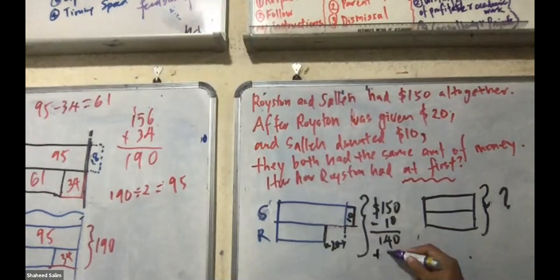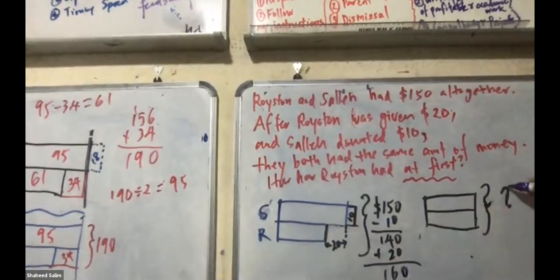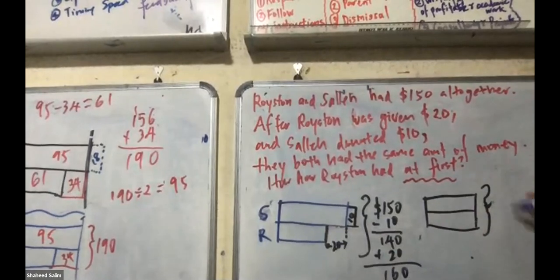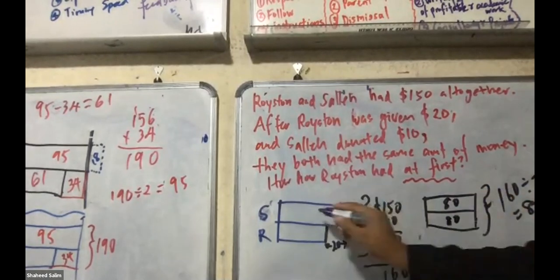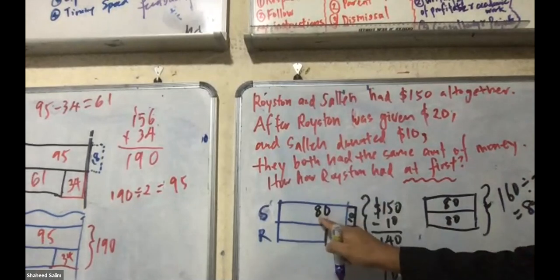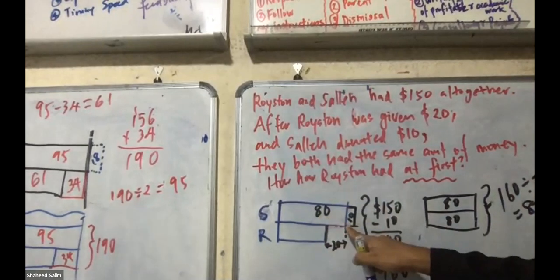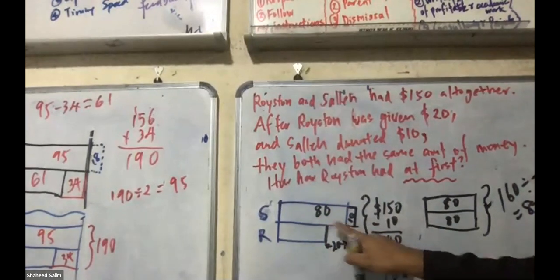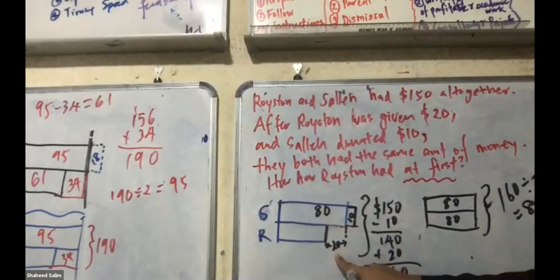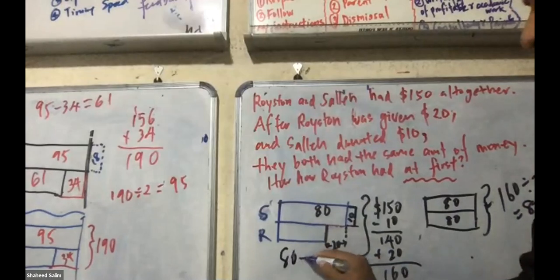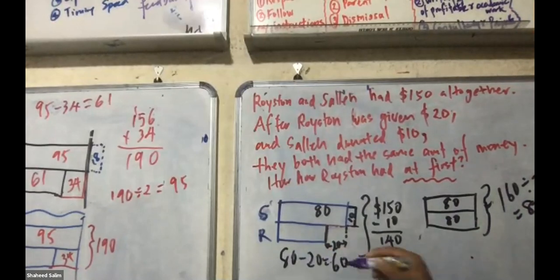So now you must plus 20, you get 160. So these 2 units is 160. So then you want to find 1 unit, divide by 2, you get 80. So 1 unit is 80, this is 80. So this one, Saleh has 80 plus 10 at first, 90. At first he got 90. Royston has 80 minus 20. 80 minus 20, you get 60.